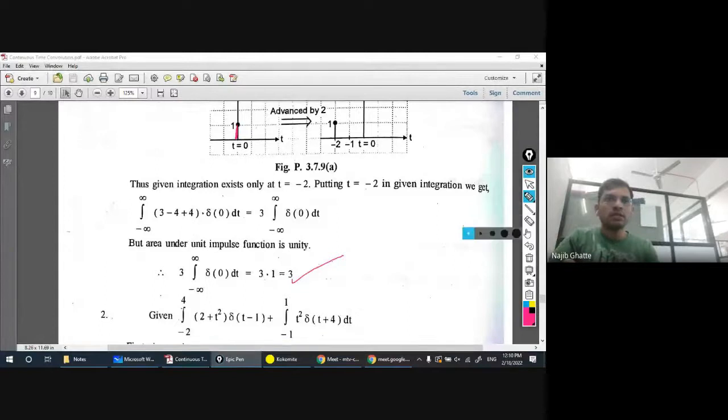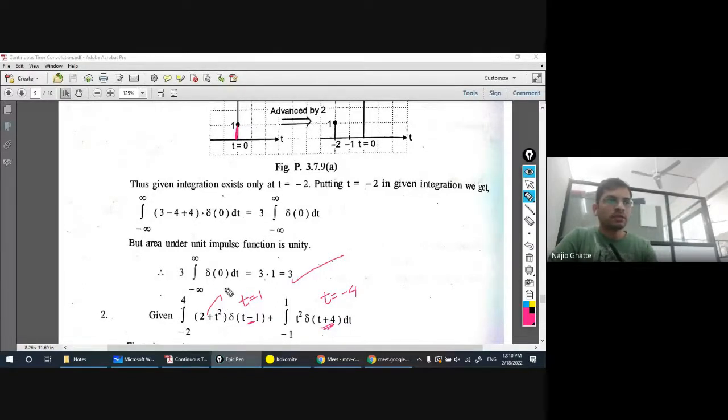Yes Pranjal, how to do this? What is here? t minus 1. So you have to substitute t equal to 1. What is over here? t plus 4. So you have to substitute t equal to minus 4. Fine. क्या आंसर है यहाँ पे इसका? Namita, what answer you got? What answer will you be getting here?